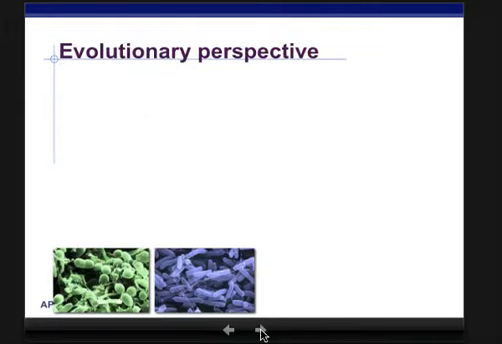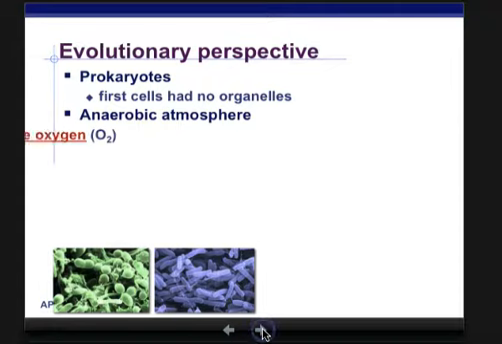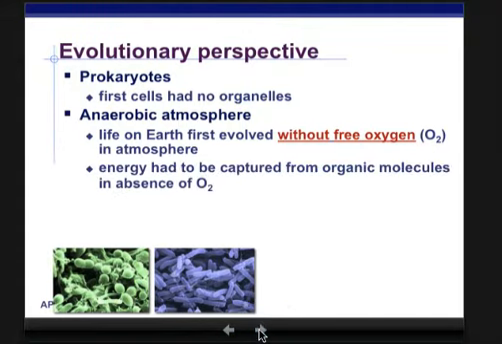Okay, giving you that evolutionary perspective in a little more detail. Prokaryotes, the first cells, no organelles. They lived in an anaerobic atmosphere. There was no oxygen. Life on Earth originally evolved without any free oxygen in the atmosphere. So energy had to be captured from organic molecules in the absence of oxygen. So we're doing the part of cell respiration that doesn't require any oxygen.